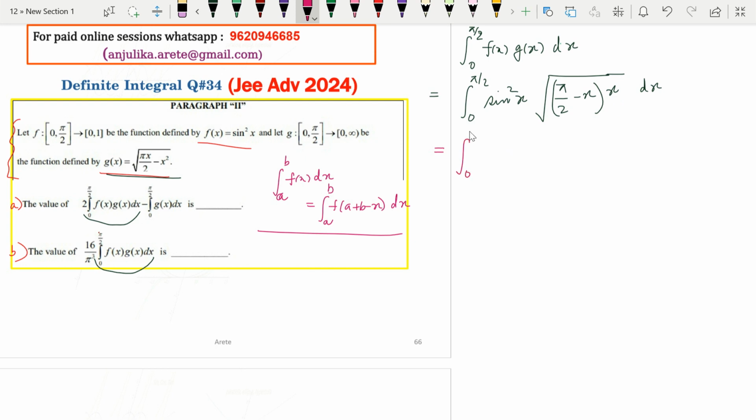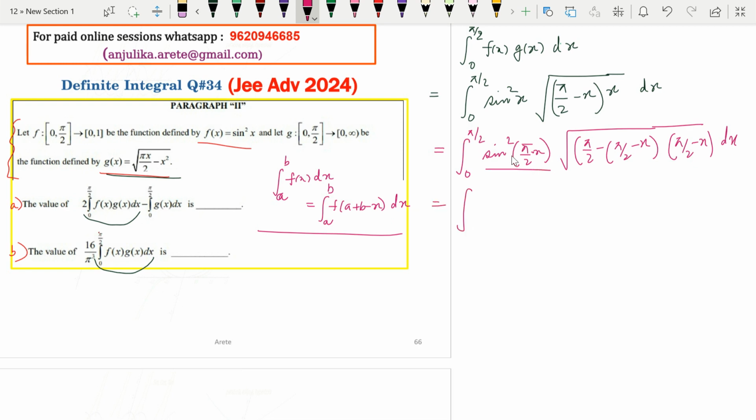So 0 to pi by 2. Instead of x, you are going to write pi by 2 minus x, where a plus b, in my case, is pi by 2. Sine square of pi by 2 minus x, and here also x times pi by 2 minus x dx. Sine of pi by 2 minus x is cos x. So you end up getting cos square x, and here the pi by 2 gets cancelled, leaving x times pi by 2 minus x dx.